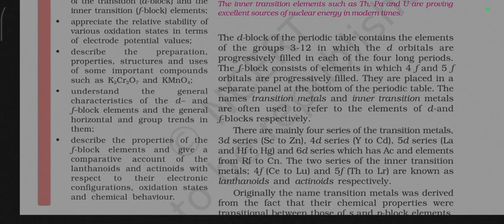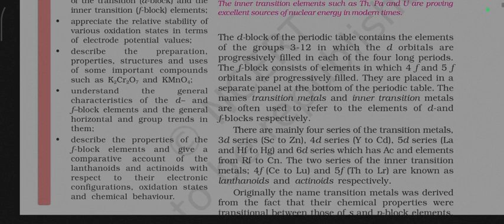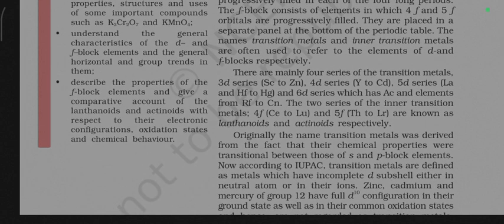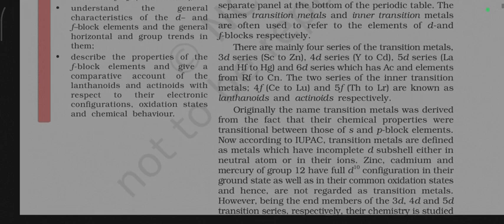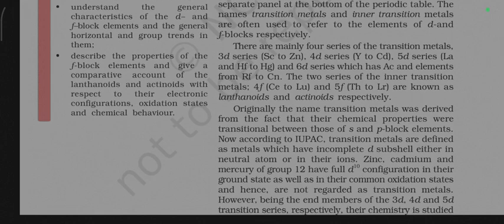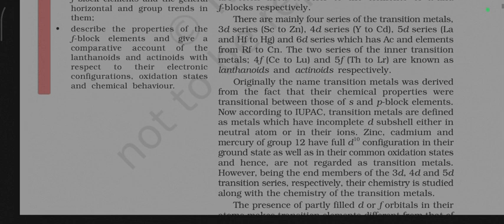The names transition metals and inner transition metals are often used to refer to the elements of d and f blocks respectively. There are mainly four series of the transition metals: 3d series, 4d series, 5d series and 6d series, which has Ac and elements from Rf to Cn. The two series of the inner transition metals, 4f and 5f, are known as lanthanoids and actinoids respectively.